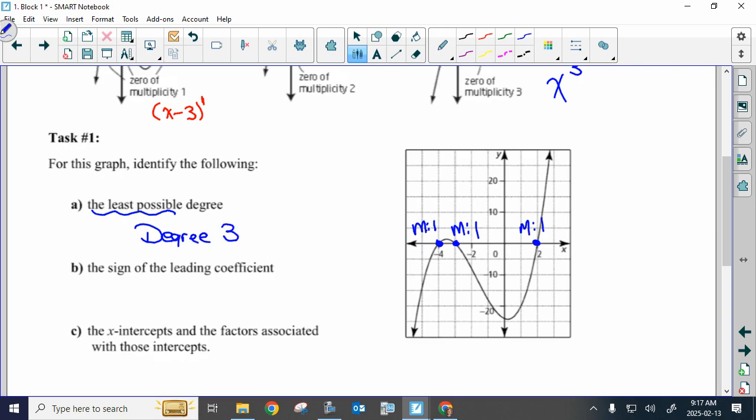Guys, what's the sign of the leading coefficient? Brody, how'd you know? It's going uphill, right? We're going Q3 to Q1.